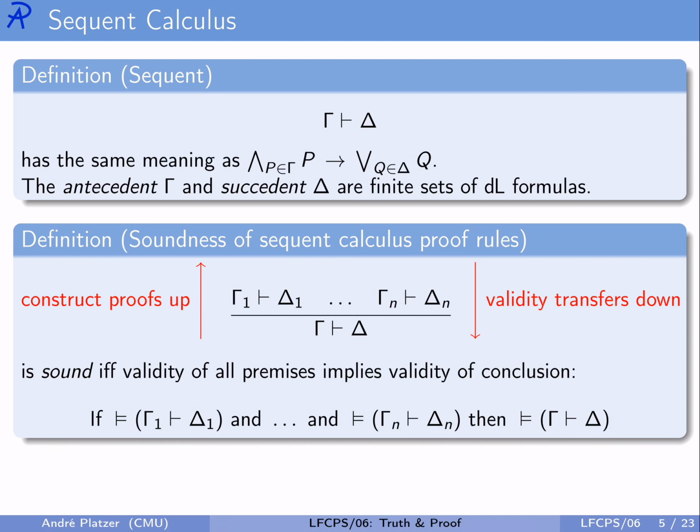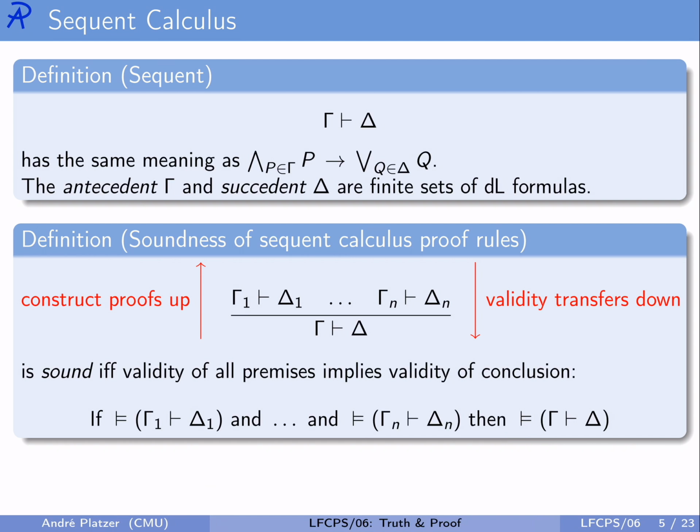Gamma turnstile delta is actually just a syntactic representation or a normal form for a differential epistemic logic formula of this shape. Conjunction of every formula on the left-hand side implies disjunction of all the formulas on the right-hand side. And for a differential epistemic logic formula, of course, we already said when it's valid. It's valid if it's true in all states.